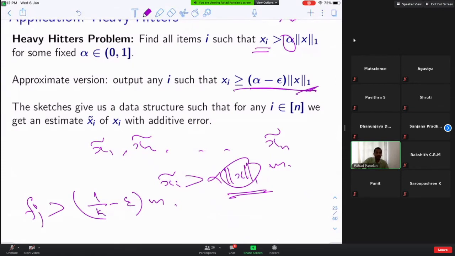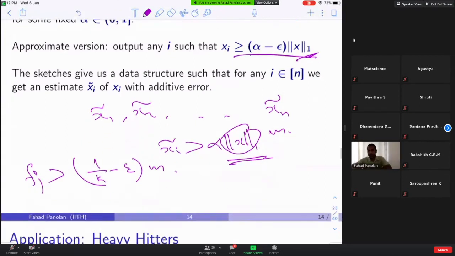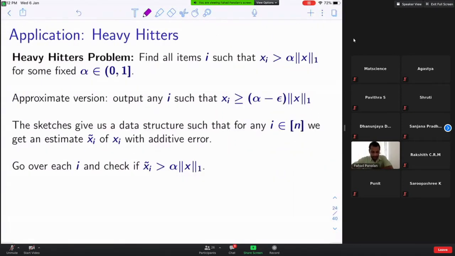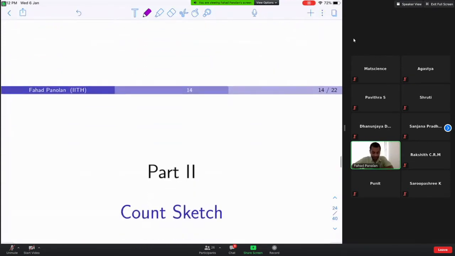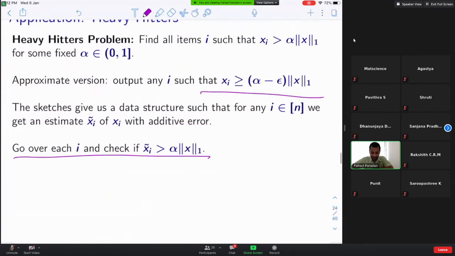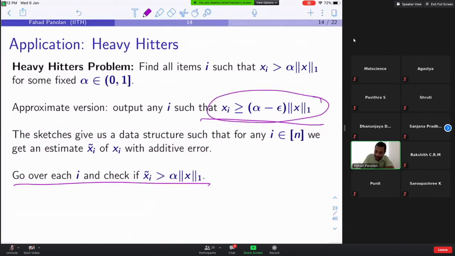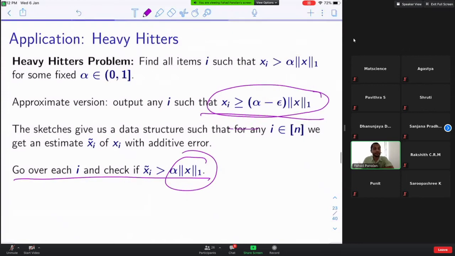How to apply count min sketch? So this is the algorithm. You do this one, and what you get is this. Or what I want to say is a subset of this, but a superset of this.